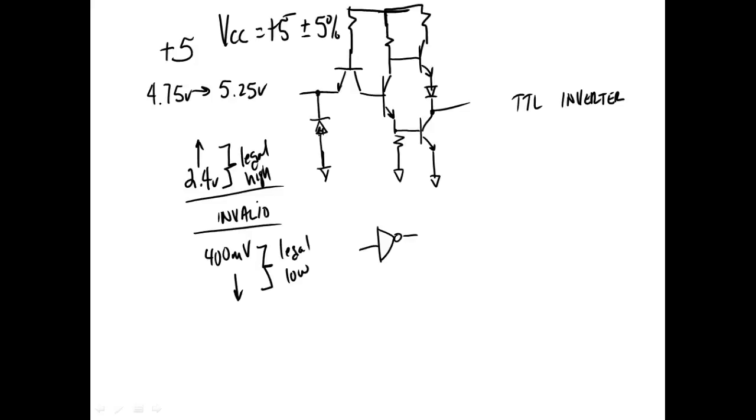These outputs right here are either going to be switched on or switched off. When this one's off, this one's on. When this one's on, that one's off. And they're going to switch. They're never going to be on at the same time. So if I put 2 volts on the input, is it going to be a high output or a low output? We don't know because it's invalid.